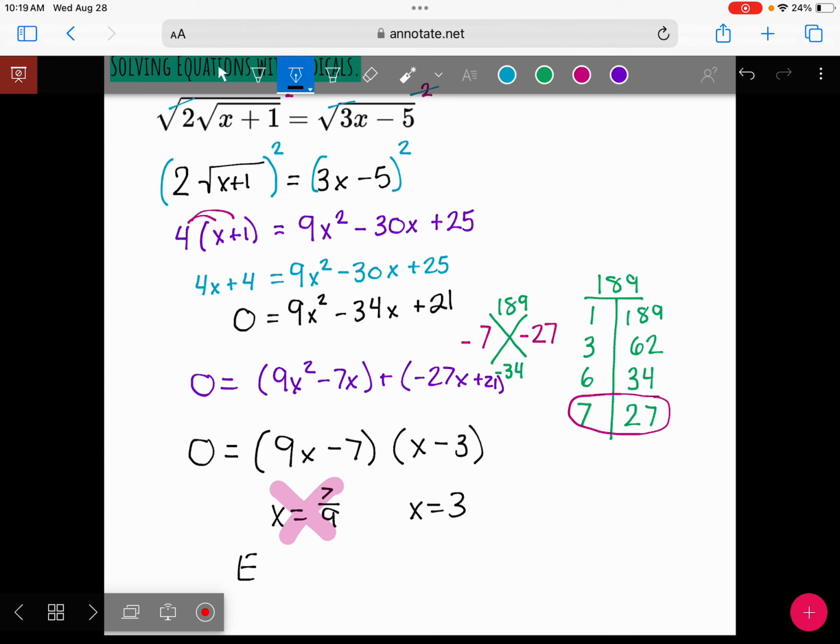It's extraneous. Oh my gosh, they made us do all that extra work. They are so extra. All we need to do is see, is it going to be positive or negative under the radical? I don't care exactly what it is. So check our 3. Is our 3 valid or is our 3 extraneous? Valid. The 3 is valid. So that one's good. But our 7/9 is extraneous.